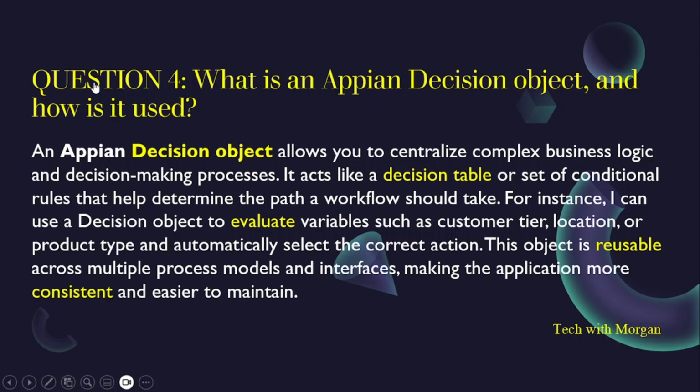Question 4. What is an Appian decision object, and how is it used? An Appian decision object allows you to centralize complex business logic and decision-making processes. It acts like a decision table or set of conditional rules that help determine the path a workflow should take. For instance, I can use a decision object to evaluate variables such as customer tier, location, or product type and automatically select the correct action.